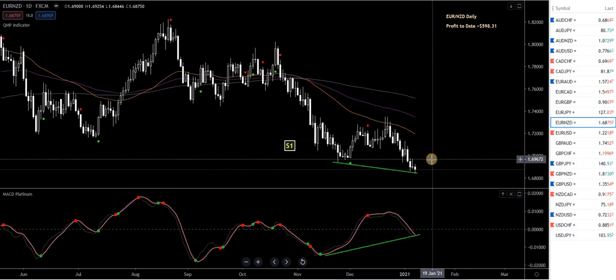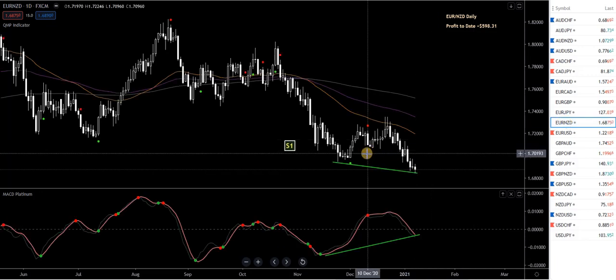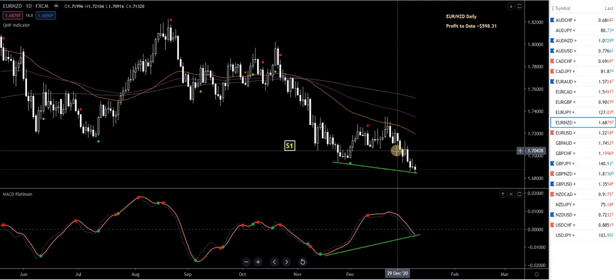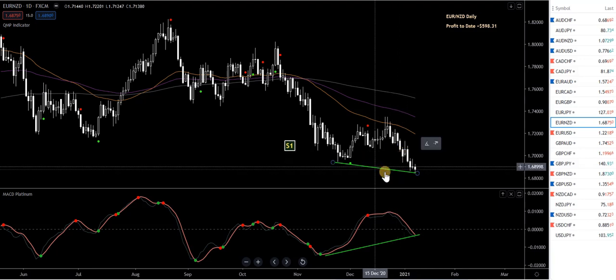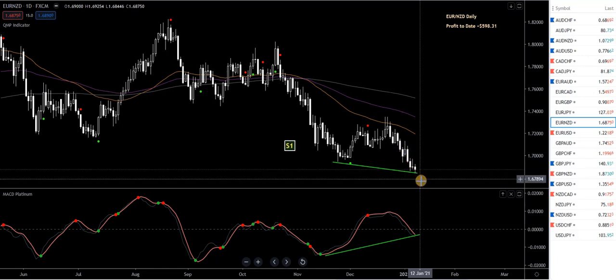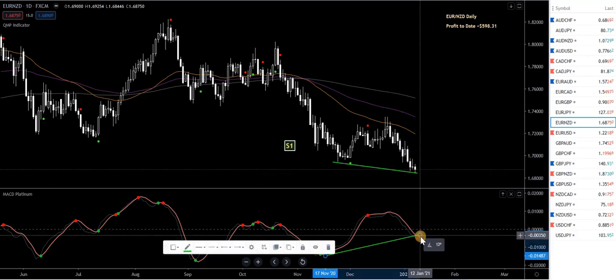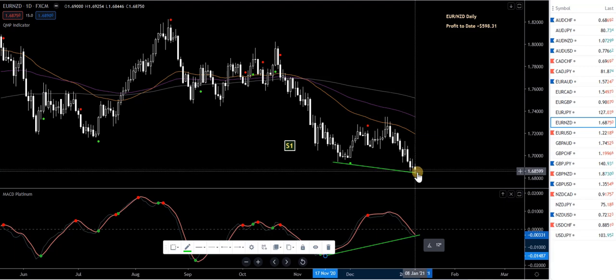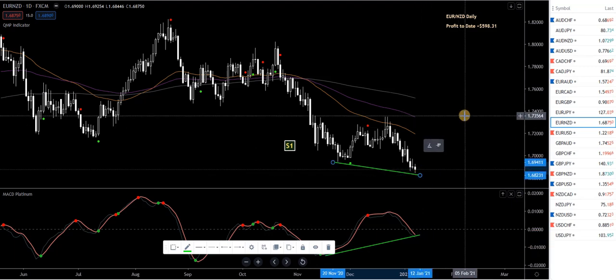Euro New Zealand, this is one I probably stuffed up. I was in a sell trade here, and I closed it early because we had a bullish in here. I think somewhere I closed it, and now it's dropped down nicely. I probably didn't have enough faith in the system at the time. Probably should have held on to this one. In the meantime, no trades on at the moment.